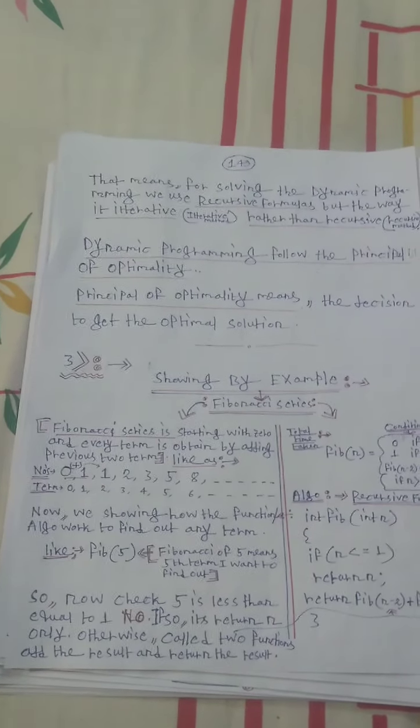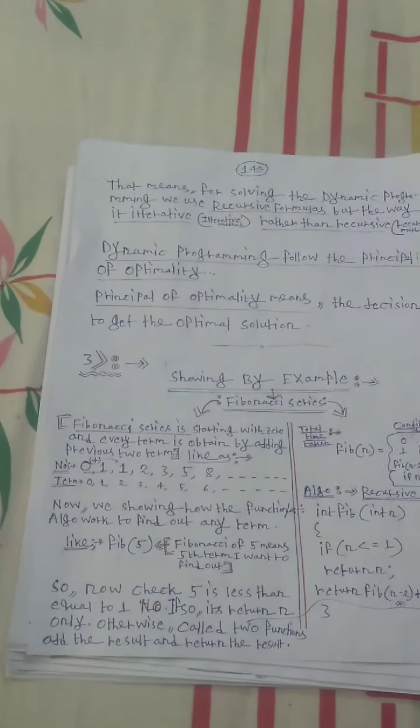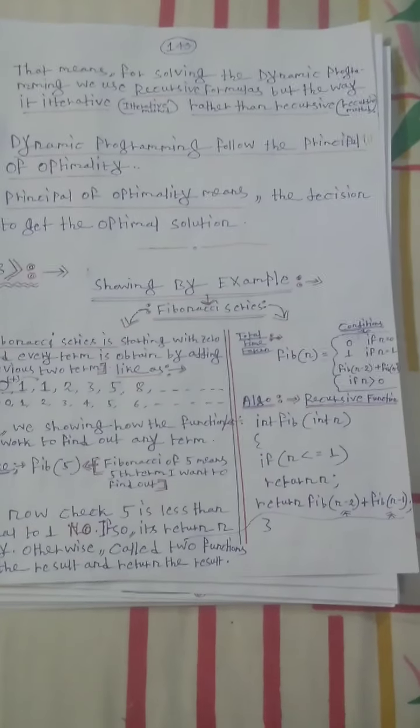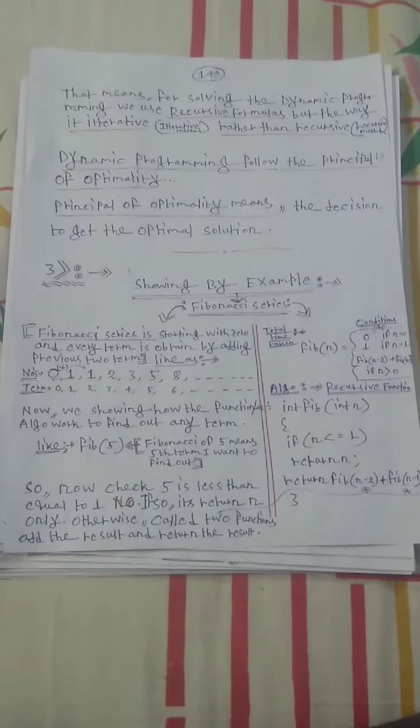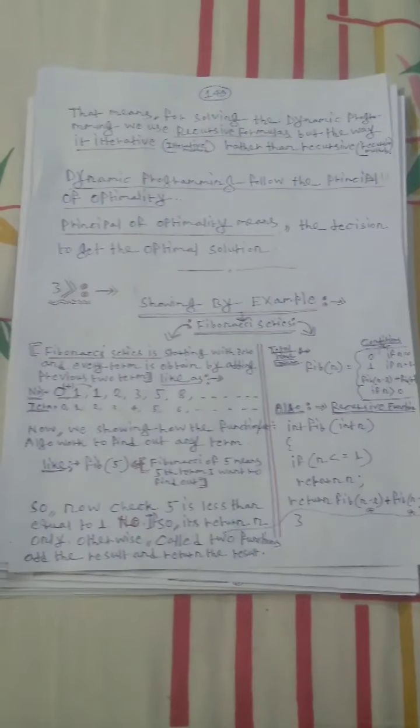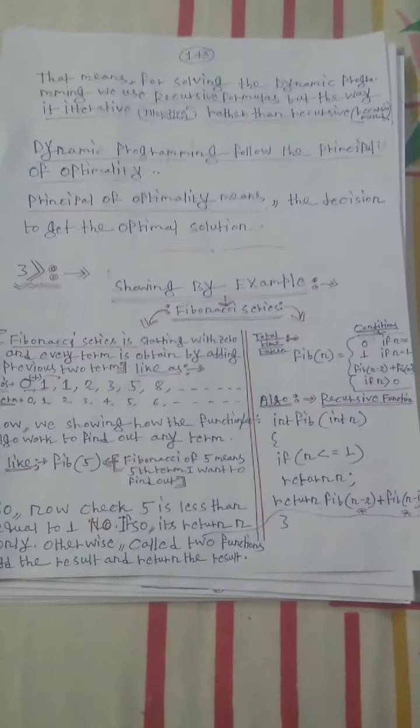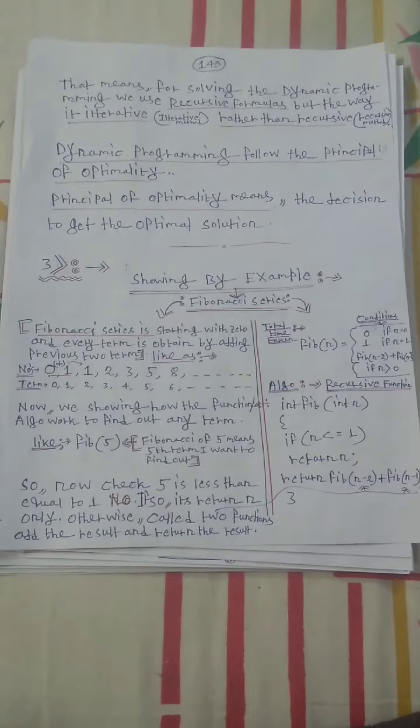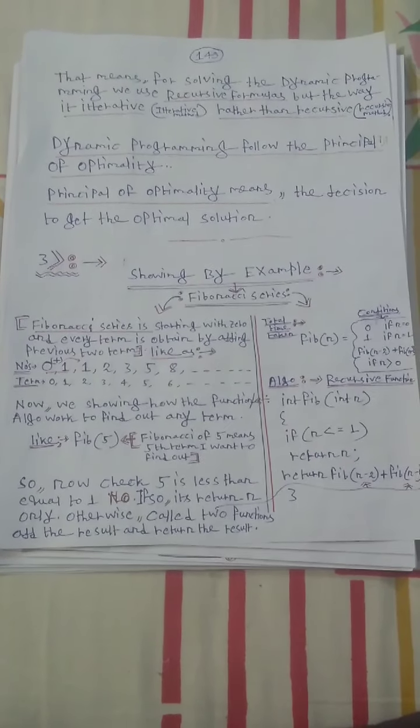Now, to show memorization and the tabular method, we take an example which is suitable for dynamic programming. The example is the Fibonacci series. The Fibonacci series starts with 0 and every term is obtained by adding the previous two terms.